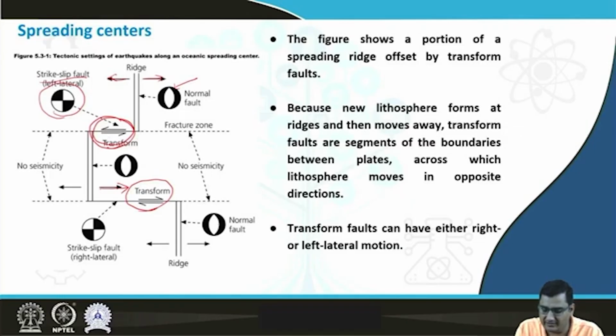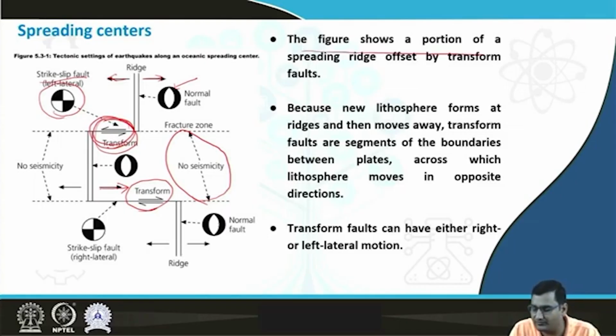the transform fault is basically a segment of the plate boundaries here, and that is in between the plates that are moving relative to each other. And you can see that at a faraway zone from the rifting zone, the seismicity will be minimal, or you can say no seismicity will be observed. So this is what is written here.